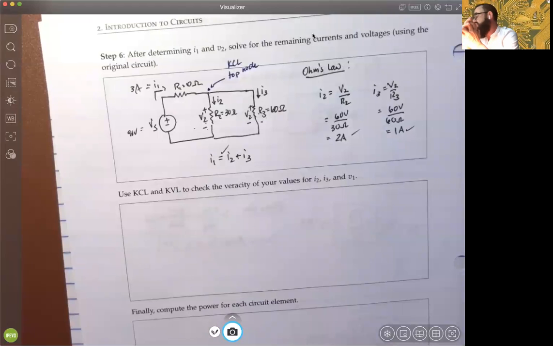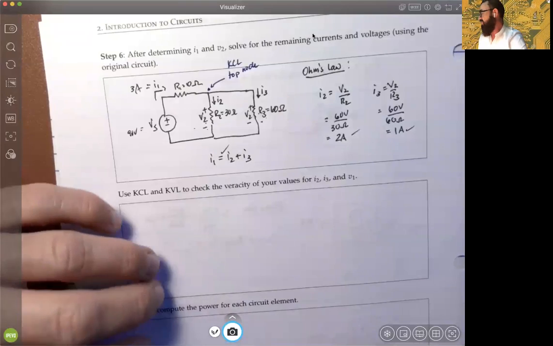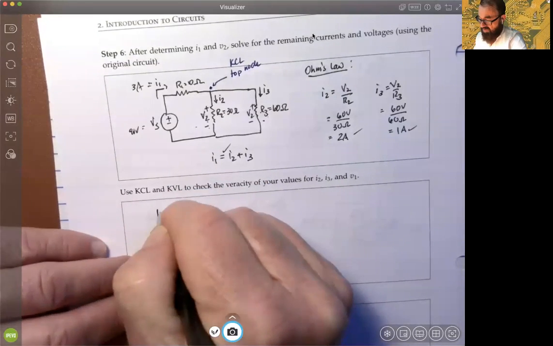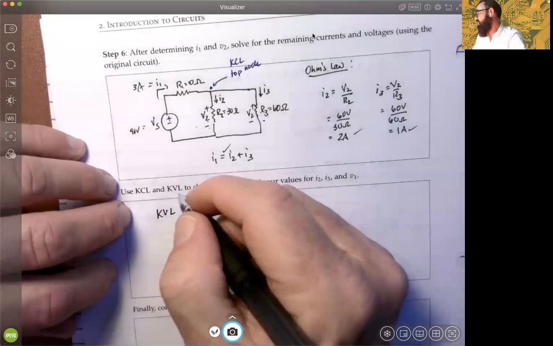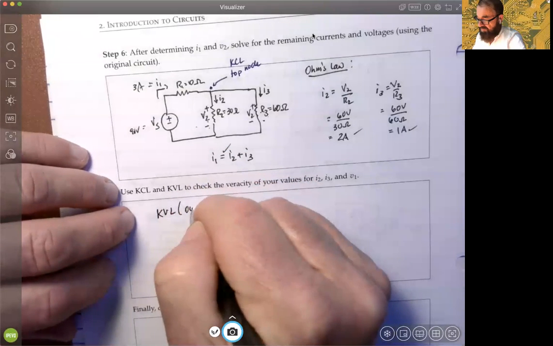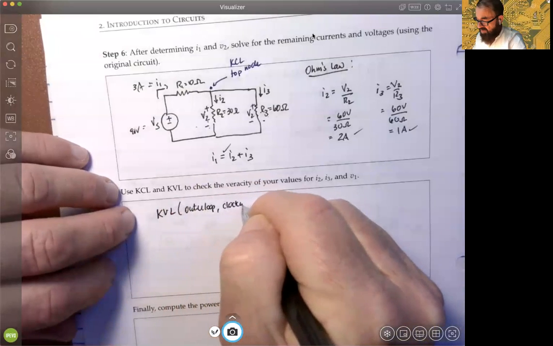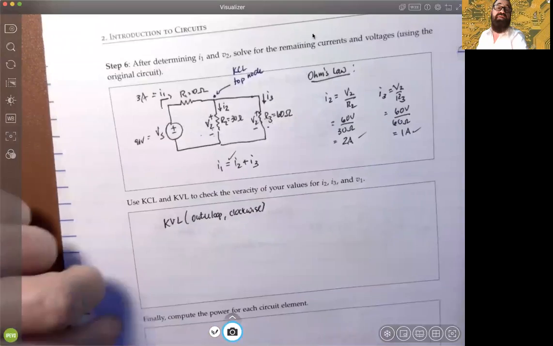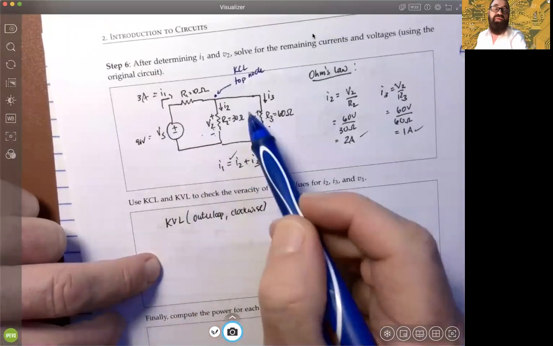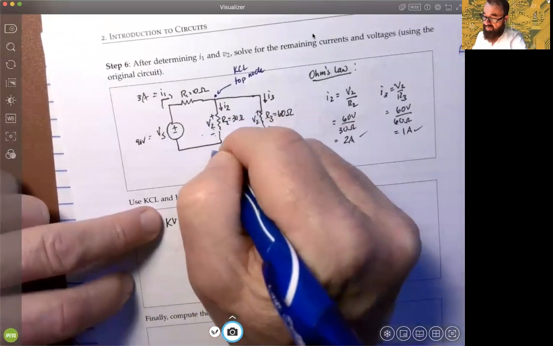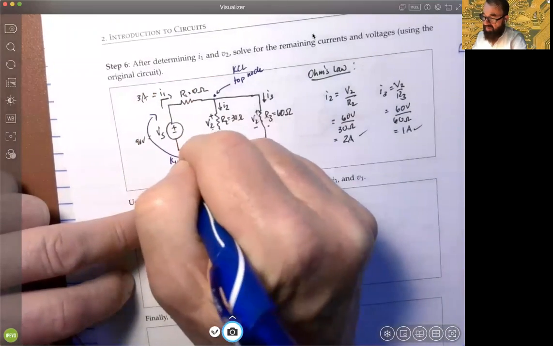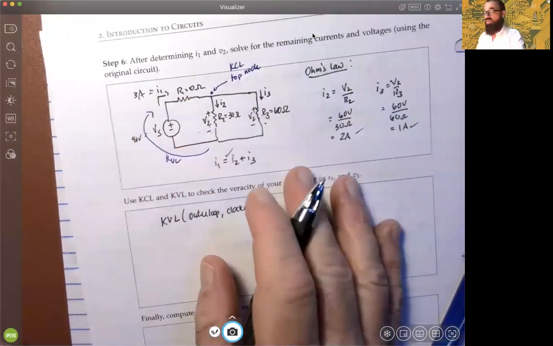So if we now want to continue on, we could also use, like I said, KVL to check the values of I2, I3, and V1. For example, let's look at KVL. This is just another check. Suppose we wanted to do KVL on the outer loop, clockwise. So in the picture, we're going to go around this outer loop here, going clockwise, this way. KVL, okay? Just looking at voltages on the outer loop, right?